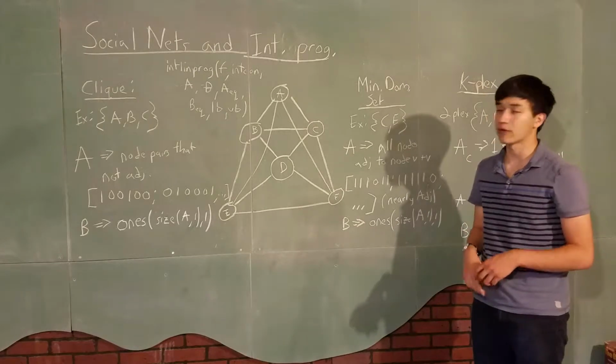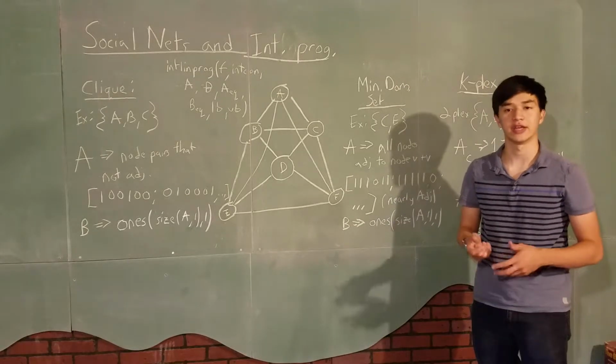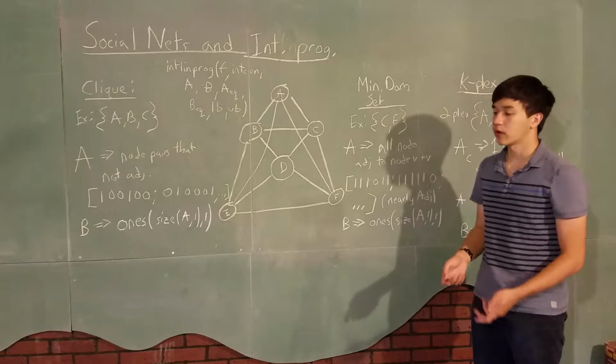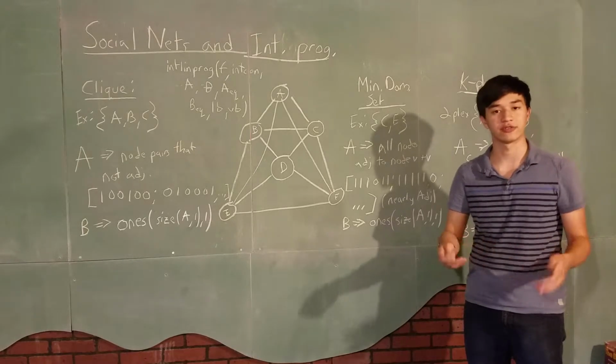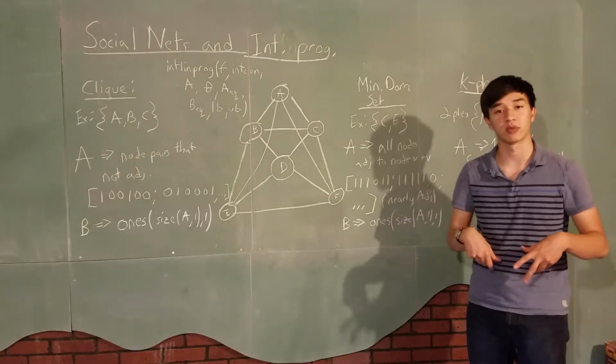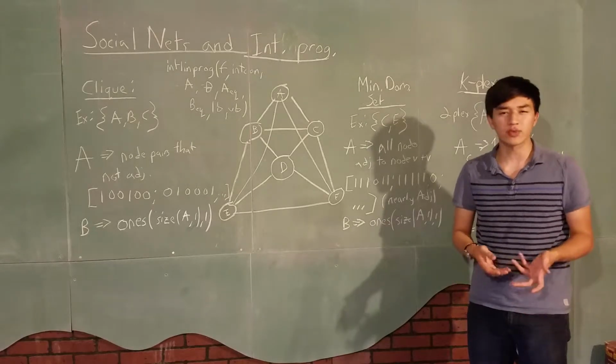In this video we're going over our next project, which is social networks and integer programming. In last week's project we found out how to solve for a minimum spanning tree, which is a special type of subgraph that we can grab from larger whole graphs. Well, this week's project is no different.